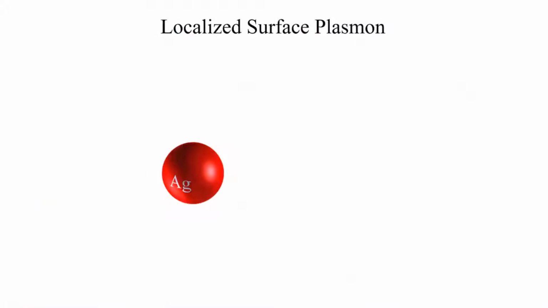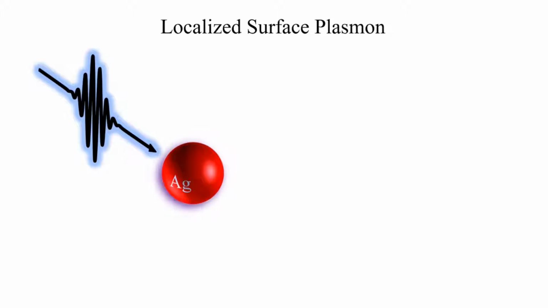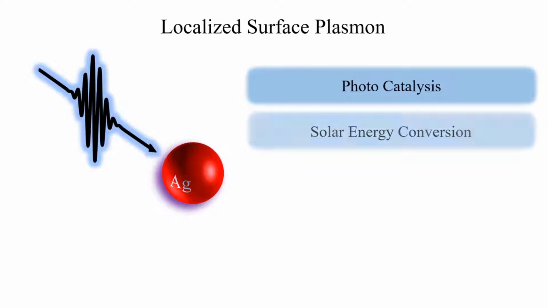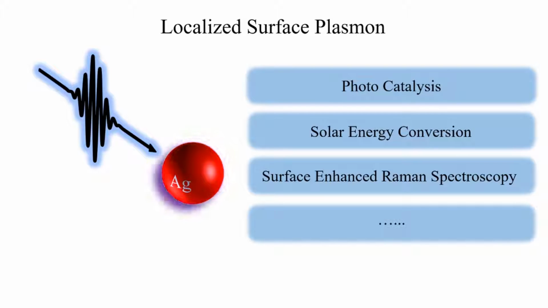When light illuminates a nanoscale metal asperity, it locally excites subwavelength collective oscillations of conduction band electrons, which are called localized surface plasmons. The unique physical properties of localized surface plasmons, such as subwavelength field confinement and corresponding enhancement, can greatly improve the efficiency of photocatalysis, solar energy conversion, and surface-sensitive spectroscopy.